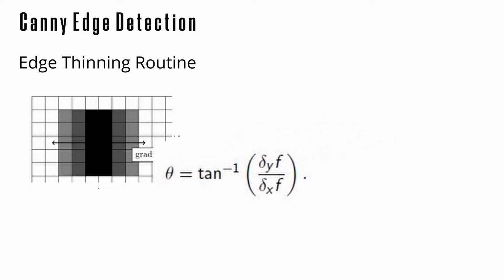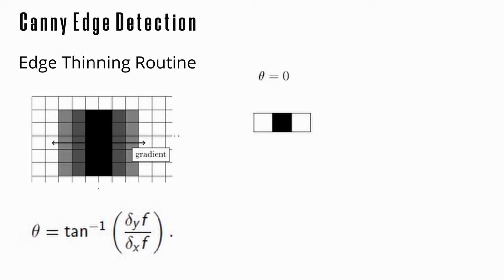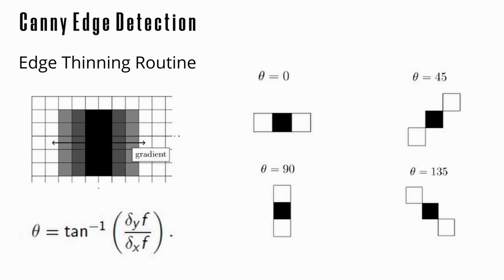This way, any angle that equals 0, we compare to the left and right. If the angle equals 45, we compare to the upper right and lower left. Any angle equal to 90 is compared to the above and below pixels, and angles equal to 135 are compared to the upper left and lower right pixels. So basically all adjacent pixels.